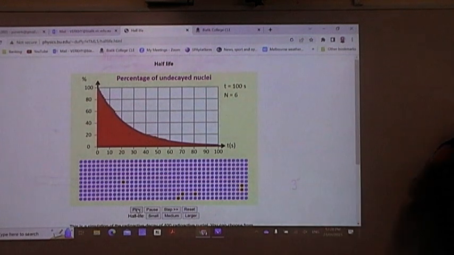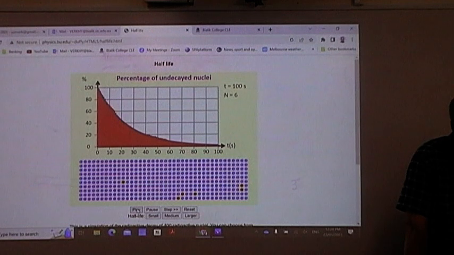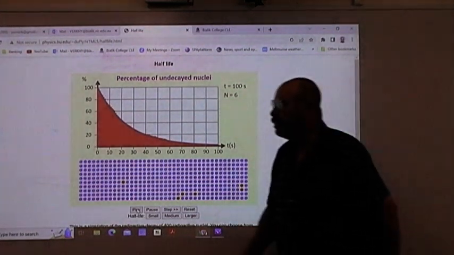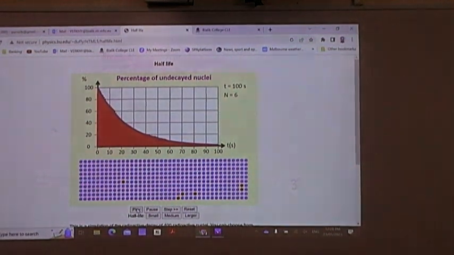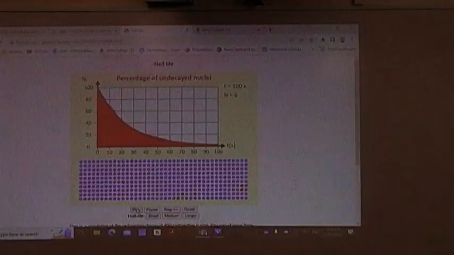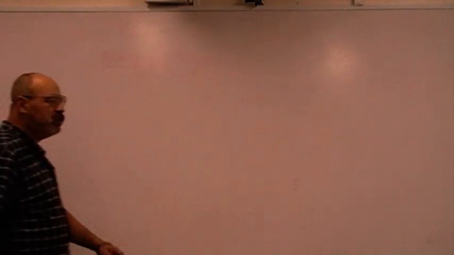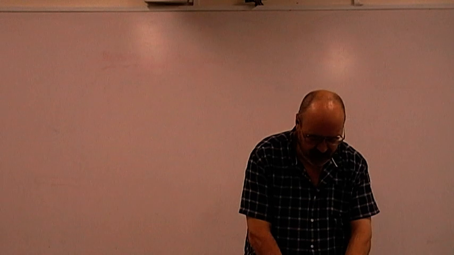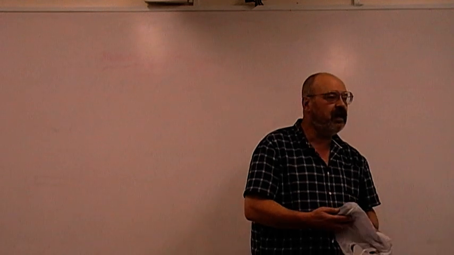So we cannot predict which nucleus will decay. It's a random process. What changes? 6. Yeah, let's say it can be a slight variation. Now, we cannot predict which one, but we can predict what percentage or what fraction will decay or be left undecayed. And the period of half-life is the time, how long, so half-life is a time. It's the time it takes for half of the material to decay.